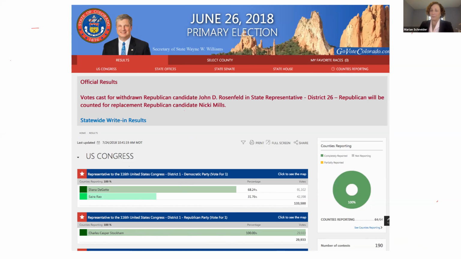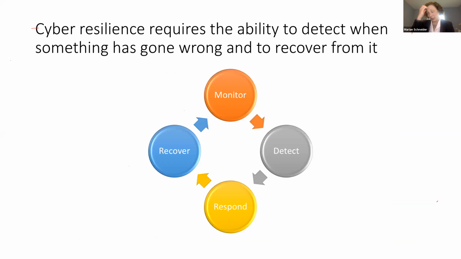So the states, and Larry's going to talk about this, need to have a plan in order to anticipate what that might look like and how to recover from it quickly on election night. So cybersecurity experts agree that we've moved away from prevention and go to monitor, detect, respond, and recover. And so how are we going to do that now?